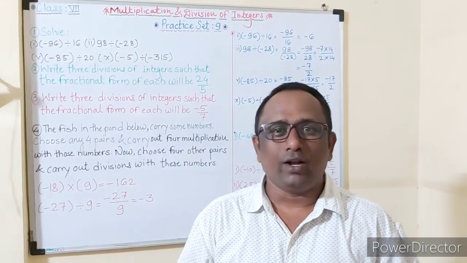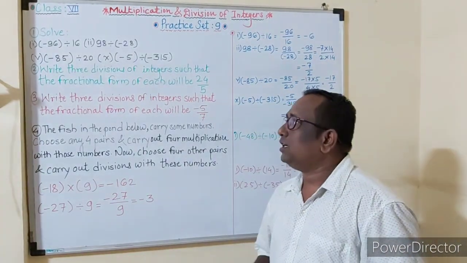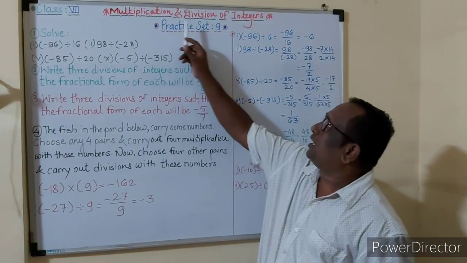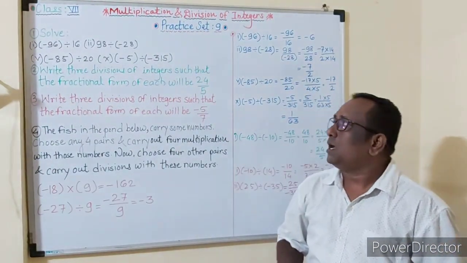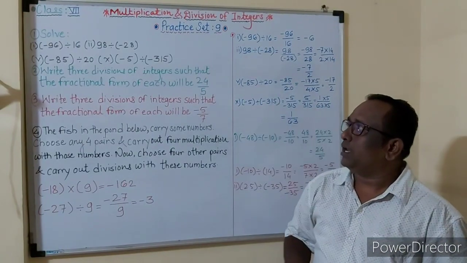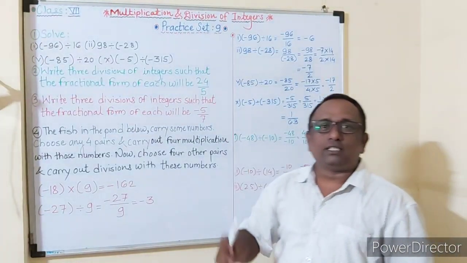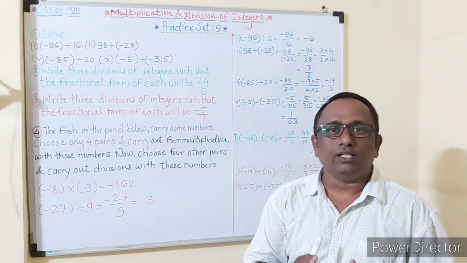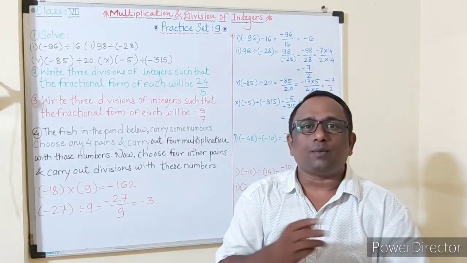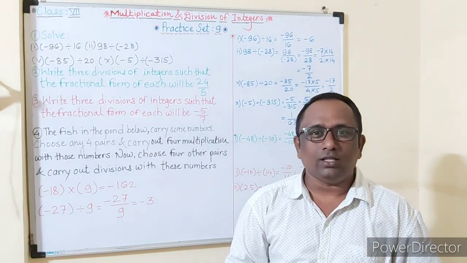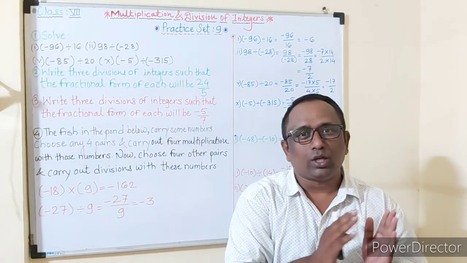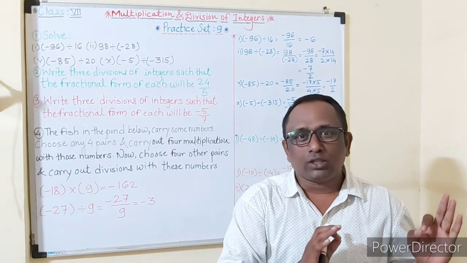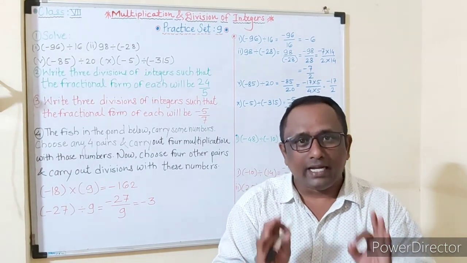Hello students, welcome back. Dear students, today in our multiplication and division of integers chapter, we are going to learn practice set number 9. This practice set is based on division of integers. The previous practice set was multiplication of integers. Here, positive divided by positive, the answer is positive. Same sign, positive; opposite signs, negative.